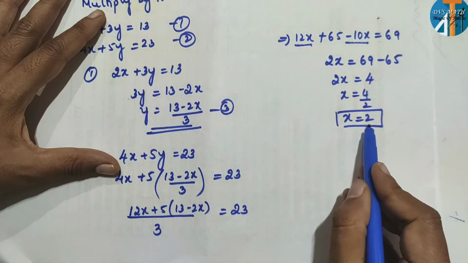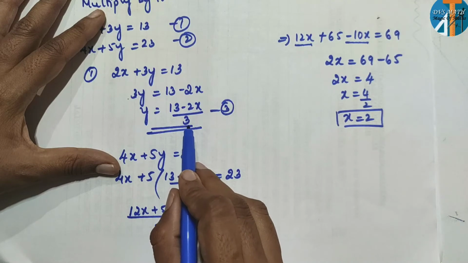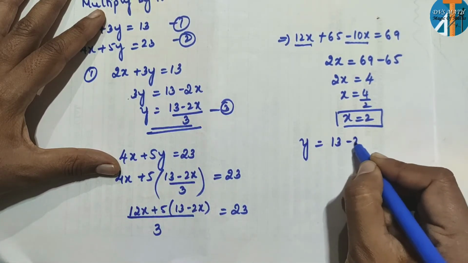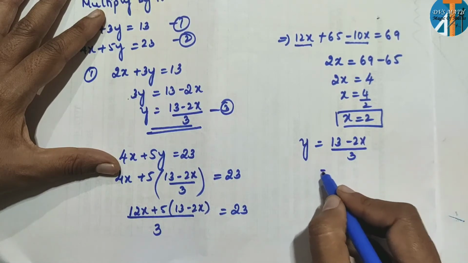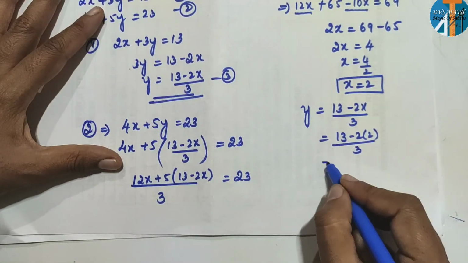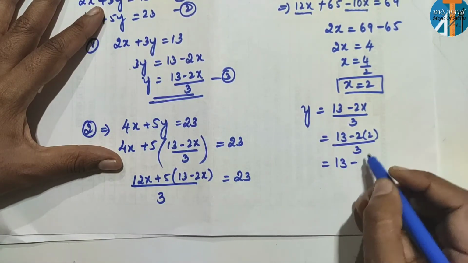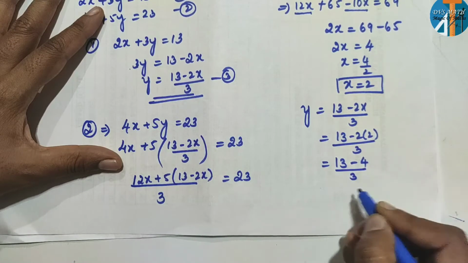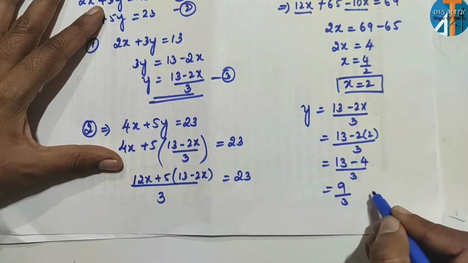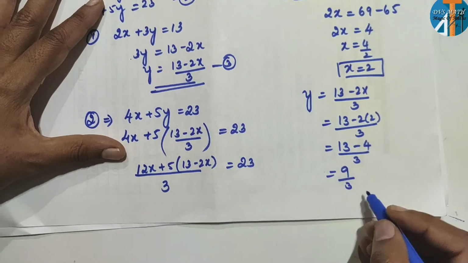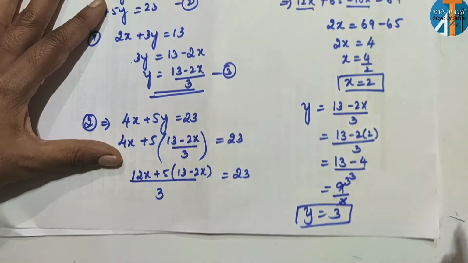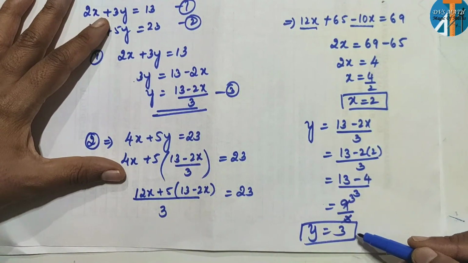Now substitute this x value here, in the expression in terms of y: 13 minus 2x by 3. Substitute 13 minus 2 into 2, by 3. It becomes 13 minus 4, that is 9 by 3. So y is equal to 3. So x is equal to 2, y is equal to 3.